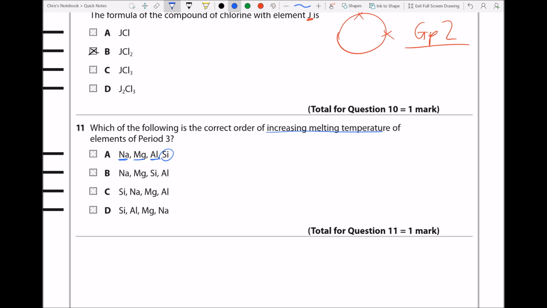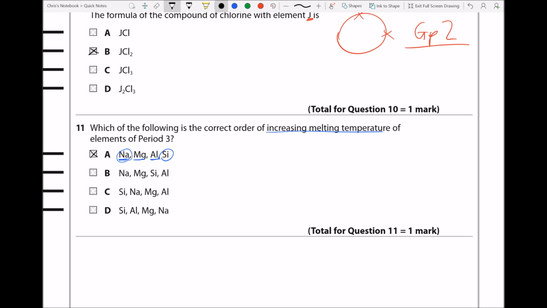Basically, the metallic structure here. This has got quite a weak metallic structure. There's only 1 electron and 1 positive ion. So the attraction between the delocalized electrons and positive ions is quite small. Magnesium is a little bit bigger and aluminium is bigger still. So the attraction gets stronger and stronger, and that strengthens the bond, which increases the melting temperature. And silicon's got the highest of the lot. It's a giant covalent structure. So that's why it's A.